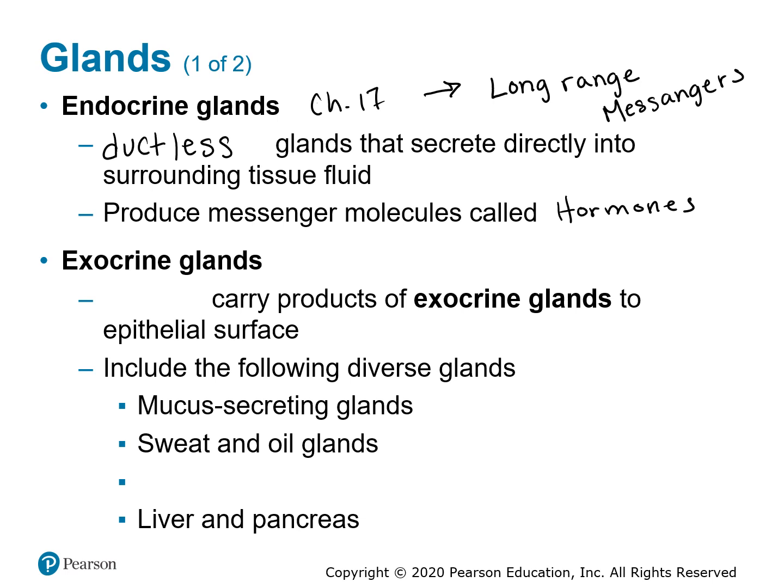The second type of gland that we talk about are exocrine glands. Exocrine, what does that root exo mean? Out. So where do we think that these glands are going to take stuff? Outside the body, to an epithelial surface, usually your skin or something else, something close, okay? These exocrine glands do have ducts. They are ductful, if you will. You don't have to, but they have ducts, okay?